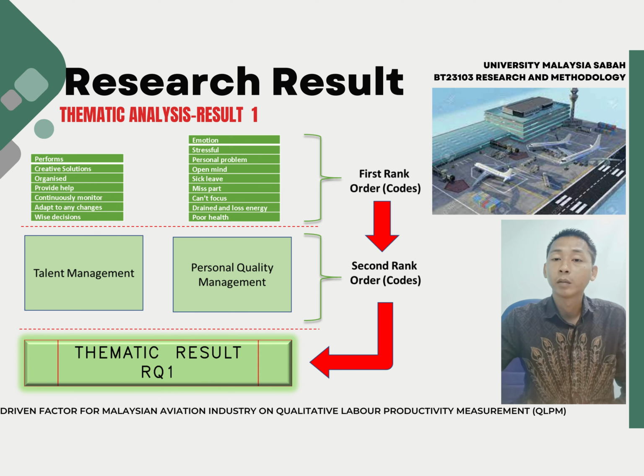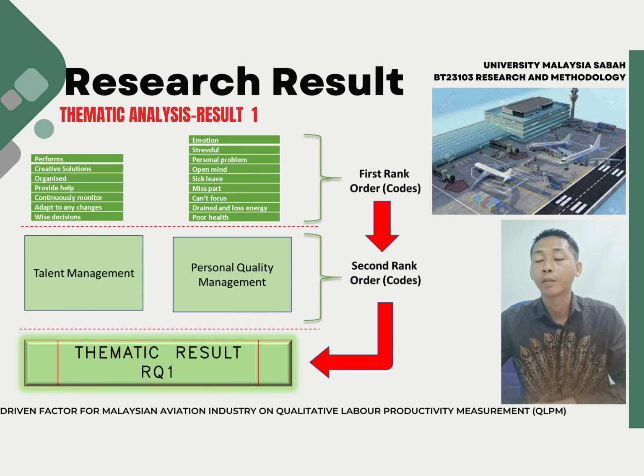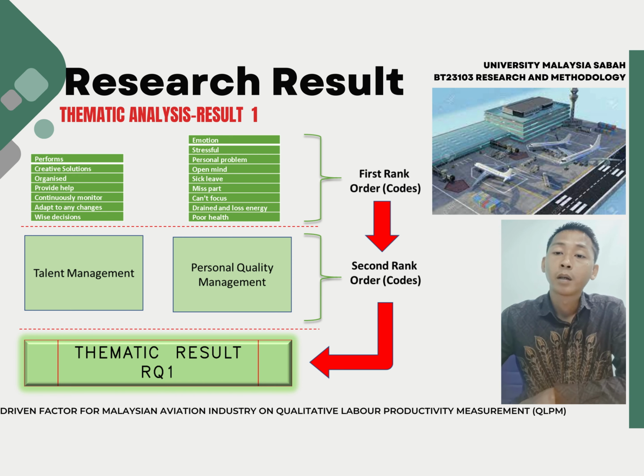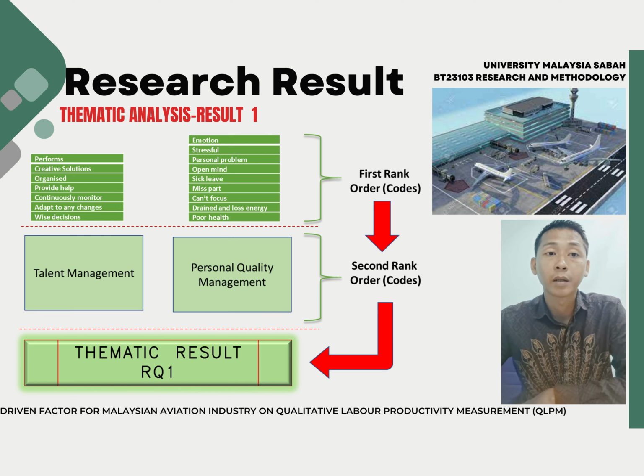As you can see, it is about talent management and personal quality management for the thematic result of RQ1. The generated theme, talent management, was derived from the codes: performs, creative solution, organize, provide help, continuous monitor, adapt to any change, and decision. It was suggested as a comprehensive approach to managing and nurturing the talent within the organization.